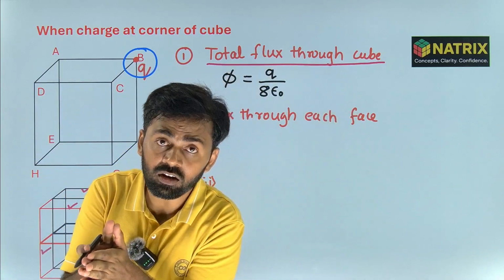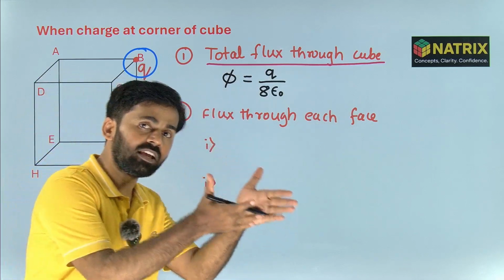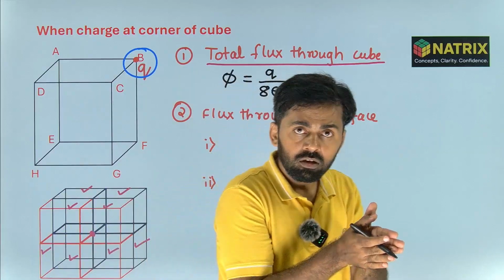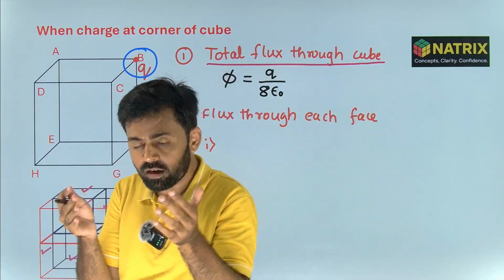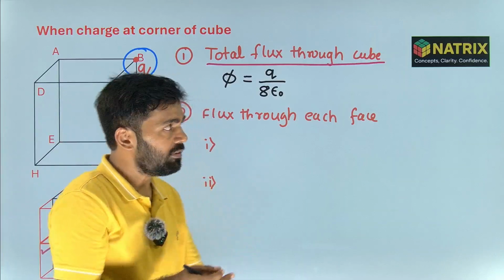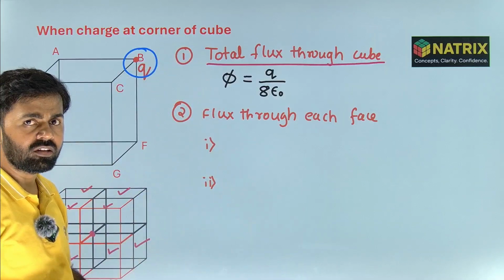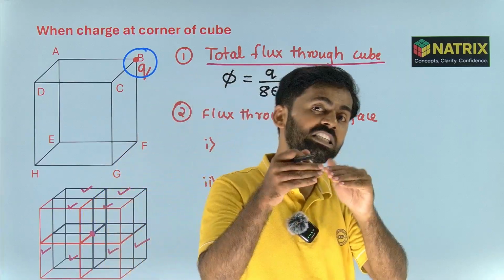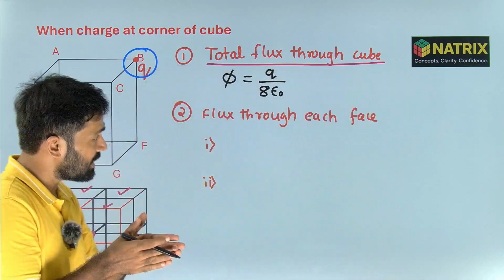Here it depends on which face we are asking about. Are we asking about the face on which the charge is present? Sir, you are saying the charge is present at the corner, then you are asking for the charge or flux through the face on which the charge is present. What do I mean? Let's understand this.